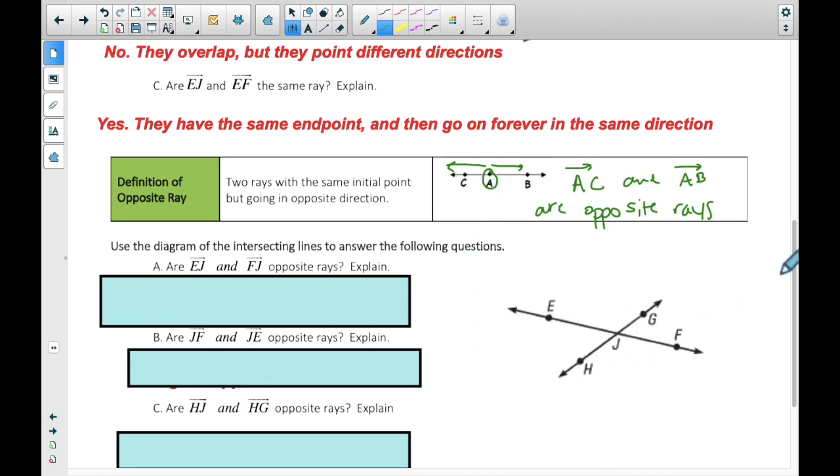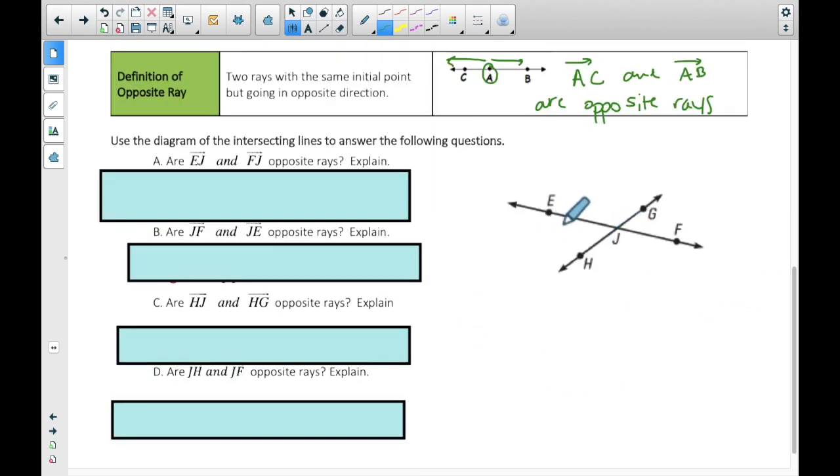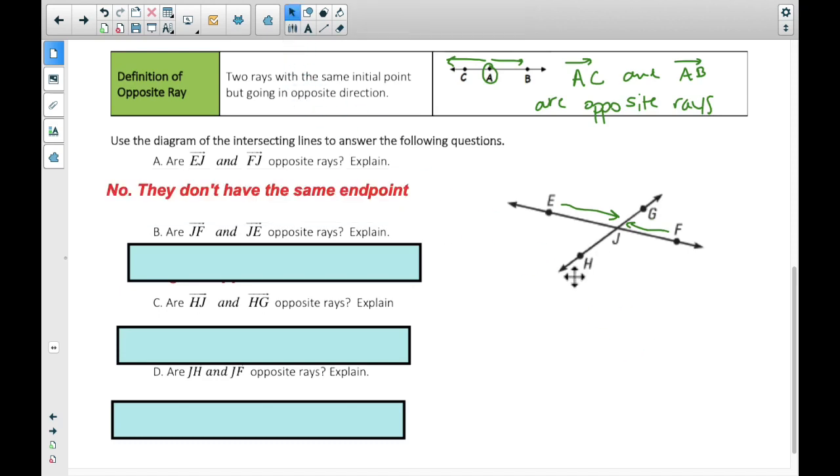Let's look at some other examples. Are EJ and FJ opposite rays? Let's take a look. Here's EJ, here's FJ. Are those opposite? No, they do not have the same endpoint. Even if we didn't have a diagram, we could look here at their names. Their names don't start with the same letter. So those are not opposite rays. They don't have the same endpoint.